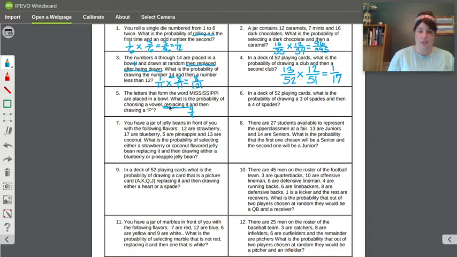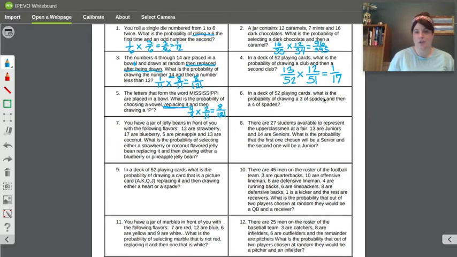And now you put that I back into the bowl and you pull out another letter and you're hoping for a P this time. Well, there are 2 P's out of 11 letters. So once again, our answer is going to be 8 over 121, just like this one up here. Those are the same.